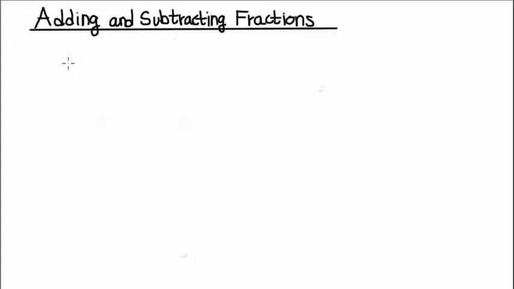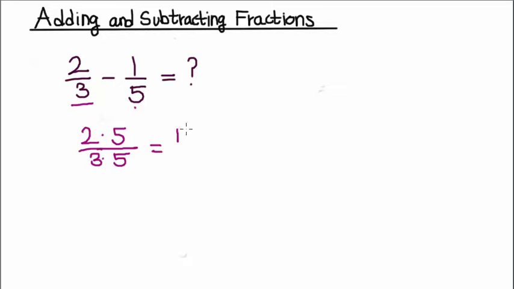Let's say I have something such as 2/3 minus 1/5. So in order to establish a common denominator over here, the first thing that I would need to do is multiply this fraction over here by the denominator over here. So this right here gives me 10 on the top and 15 on the bottom. For this fraction over here, what I would need to do is multiply the top and the bottom by the denominator of this fraction over here. And when I do this, I get 3 on the top and 15 on the bottom.